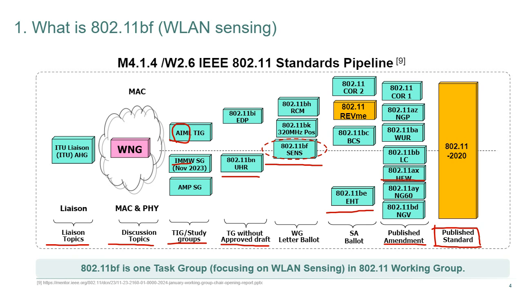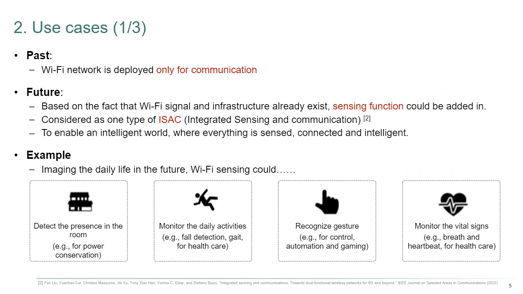Then going to the next slide. The next 3 slides will give some use cases of WLAN sensing. In the past, Wi-Fi networks were only deployed for communication. But in future, based on the fact that the Wi-Fi signal and infrastructure already exist, sensing function could be easily added into this network and infrastructure.